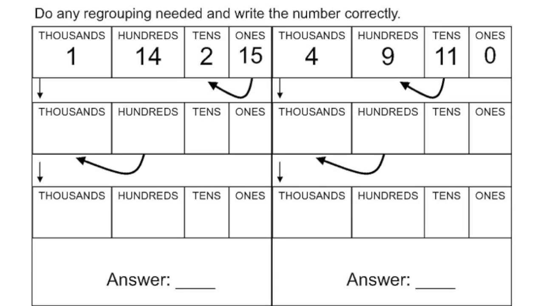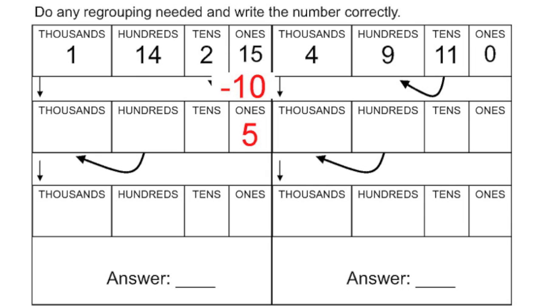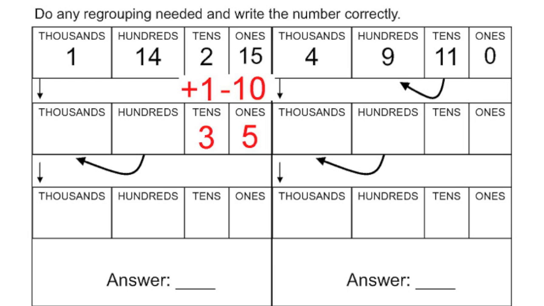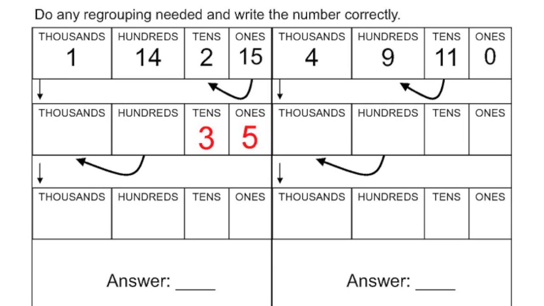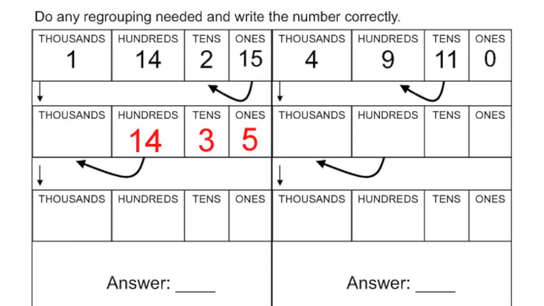So now looking at page 10, we're going to go into that very first problem right there on the left side. So I have 1 thousand, 14 hundreds, 2 tens, and 15 ones. So we need to look for any kind of regrouping possibilities. I see that I can regroup with the 15 ones. So first I'm going to take 10 away from that because there is 10 or more, and I'm going to have 5 ones left over. When I take 10 ones away, it means I can add 1 into the tens column. So 2 plus 1 makes 3 tens. So I have 5 ones and 3 tens. I still have my 14 hundreds, and I still have my 1 thousand.